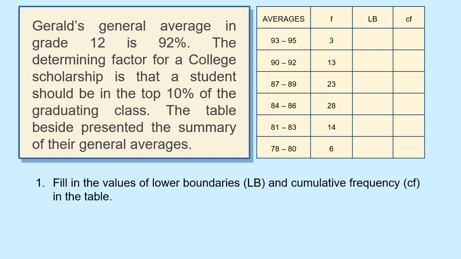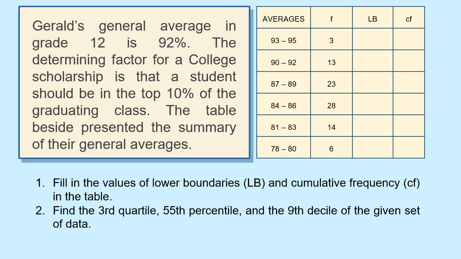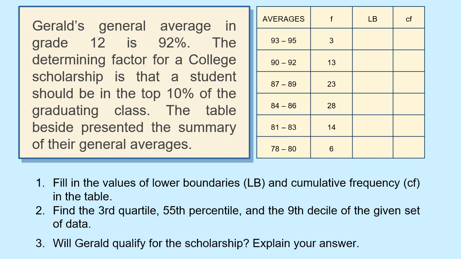Our first task is to fill in the values of lower boundaries LB and cumulative frequency CF in the table. Second, find the third quartile, 55th percentile, and the 9th decile of the given set of data. And will Gerald qualify for the scholarship? Explain your answer.